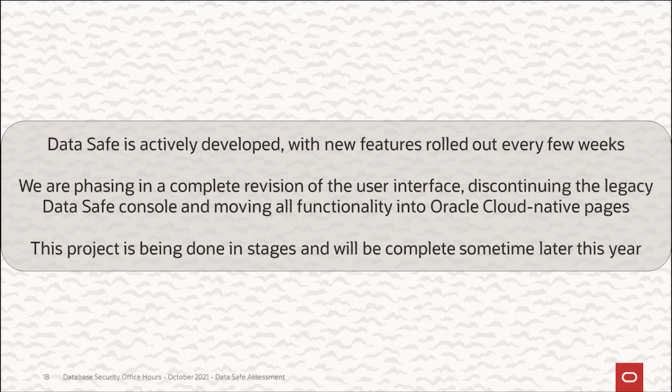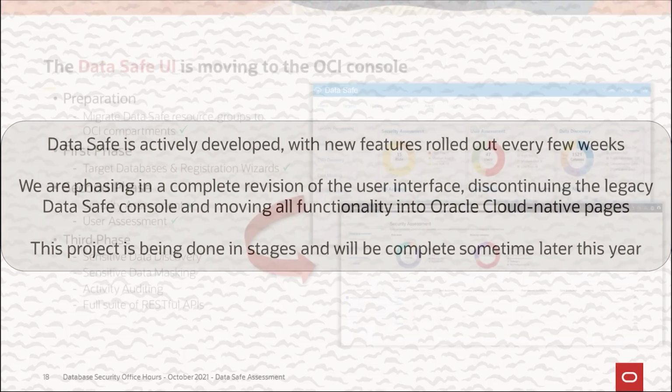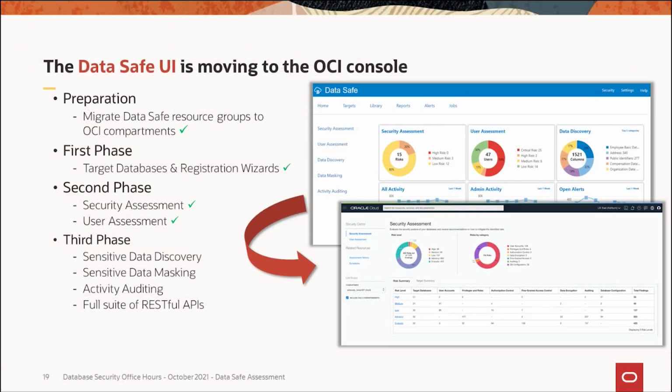Now, one project that we've been working on for most of 2021 is an update to the console for DataSafe, the user interface, which we introduced in 2019, really before Oracle Cloud had moved to Generation 2. And we are bringing that console into the Generation 2 framework and paradigm. This project involves 4 distinct steps. The first part was preparatory. We needed to move from a DataSafe unique security concept called resource groups to the more standard OCI compartments.